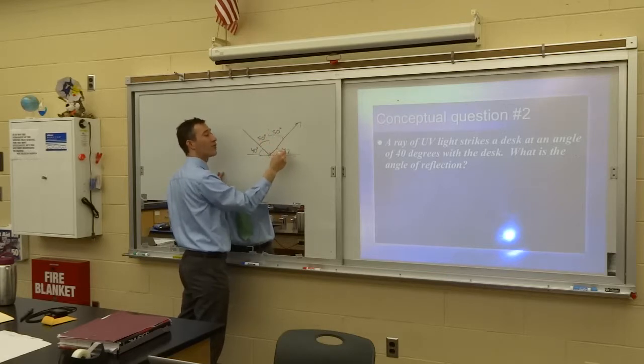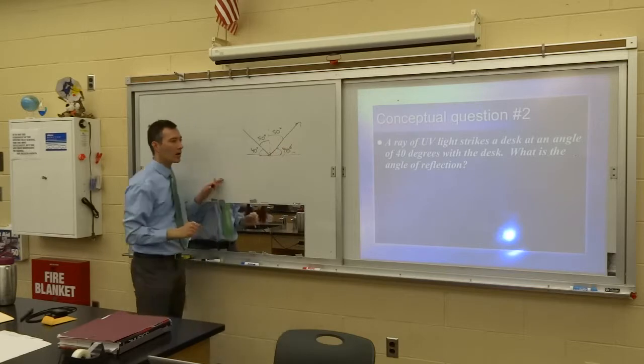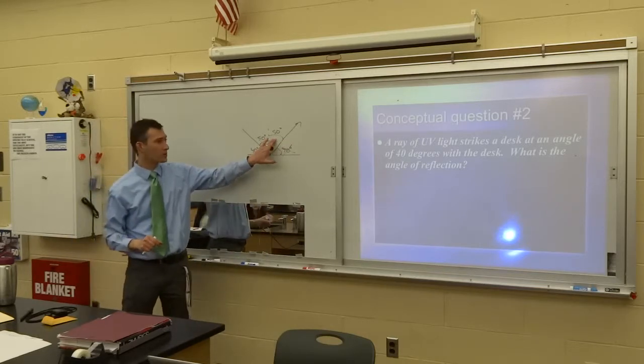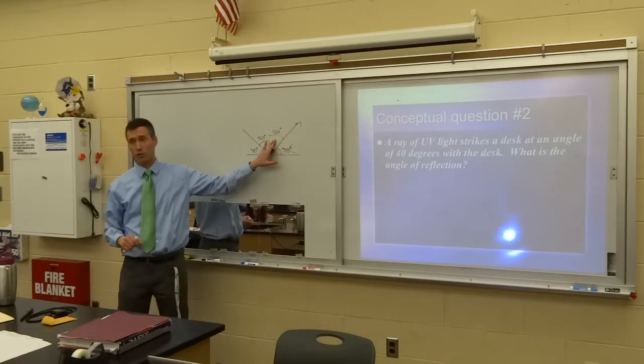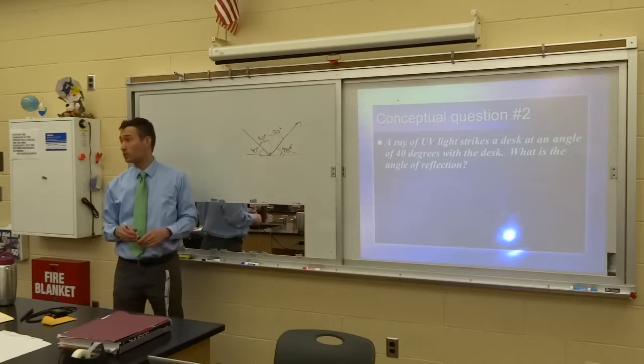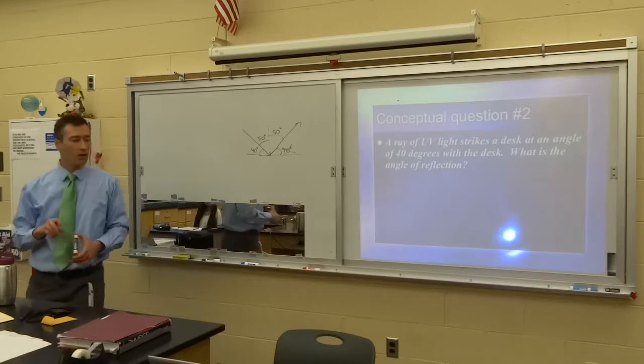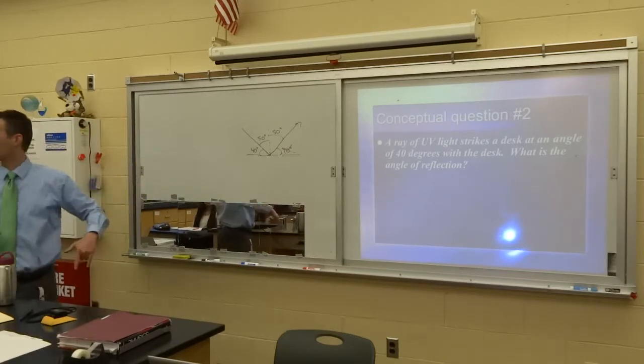This angle down here is 40, but we don't care about that, right? The angle of reflection is always with respect to the normal. Don't get tricked. And you'll have some homework questions with this phrasing also. But 50 degrees. You say 40, that's wrong. All right, so other questions with the UV light.